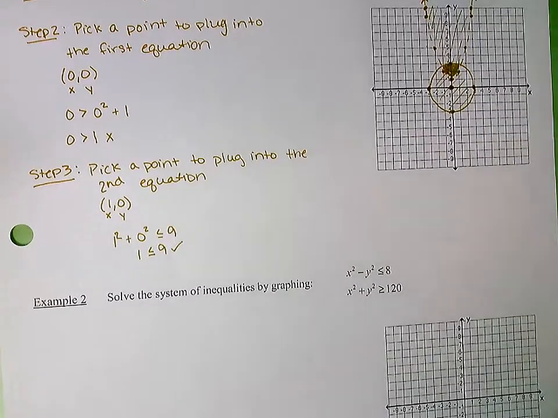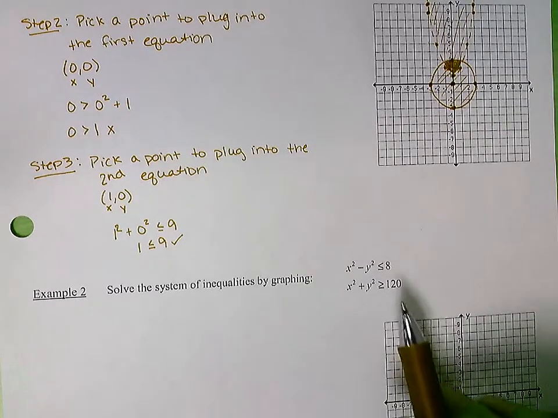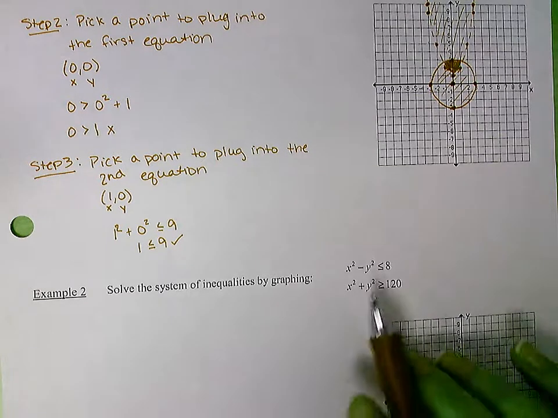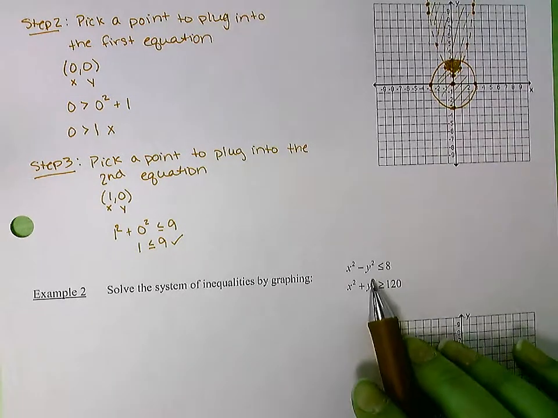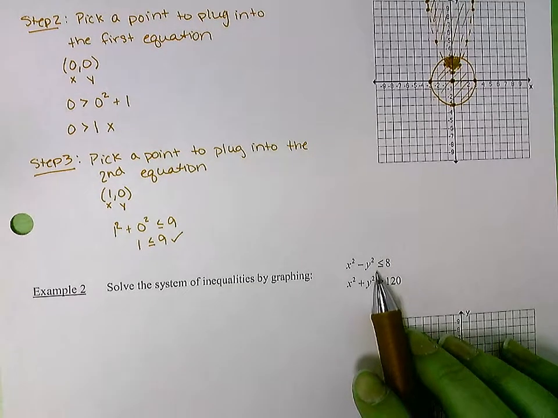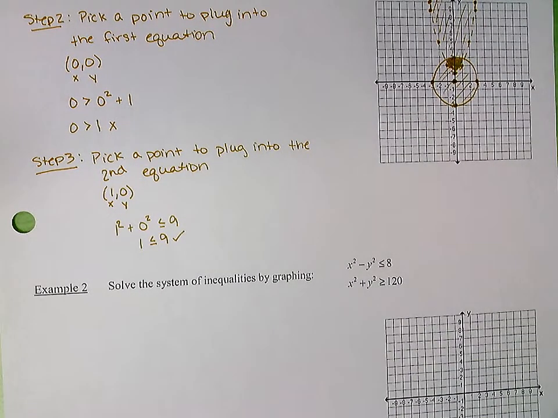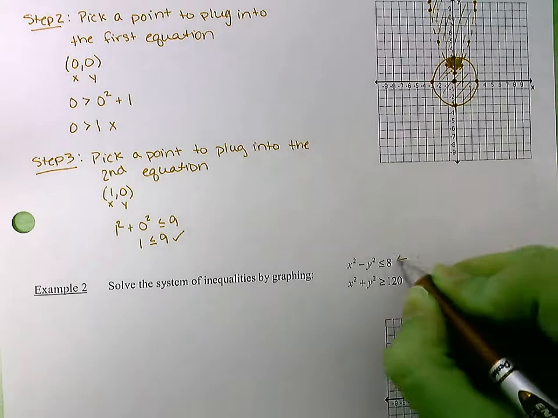Okay, so I'm going to start looking at these equations here. In example 2, we're going to do the same thing, but we have some different graphs here. So this top equation, if I have an x squared minus a y squared, what does that most resemble? Do you remember your equations? What does that most resemble if there's a subtraction between them? A hyperbola.